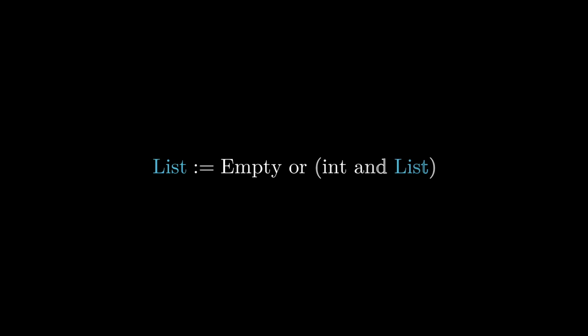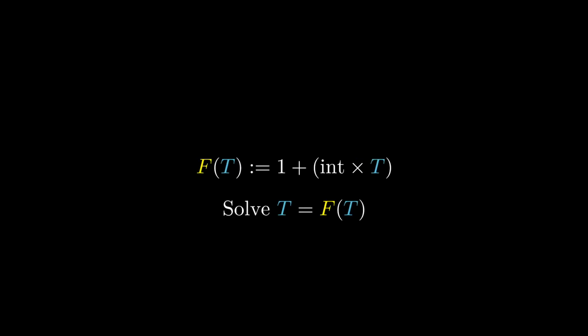But we can't do that. While defining the list, we cannot refer to it because it is not defined yet. We are in the middle of definition. To avoid this self-reference issue, we will define a function f instead and declare that the list is the solution to this equation: t equals f(t).